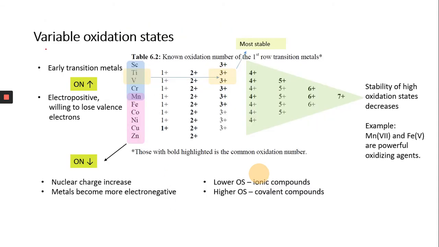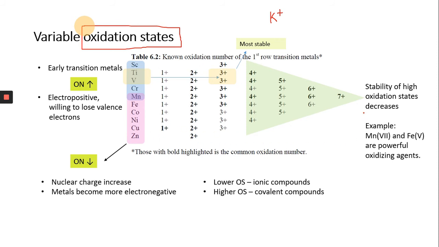Okay, next property is when we take a look at the oxidation states. A normal metal, for example, an alkali metal or a group 1 metal, for example potassium, only has one oxidation state because it is from group 1. But transition metals are unique because they can have quite a number of oxidation states.